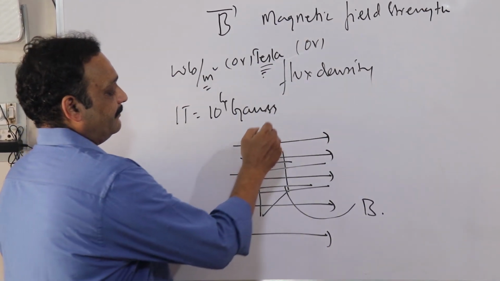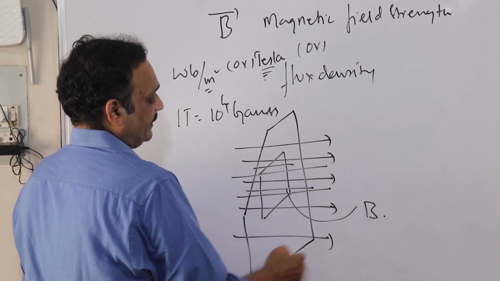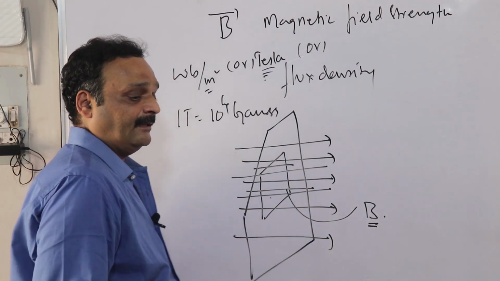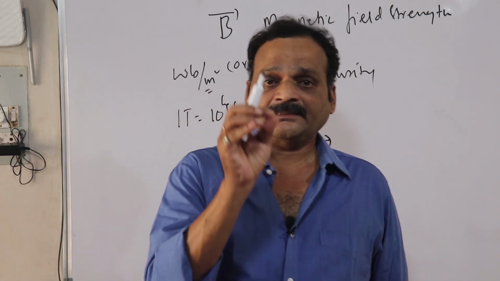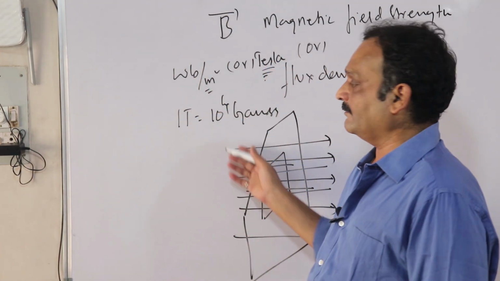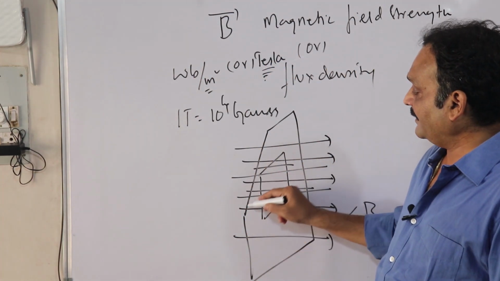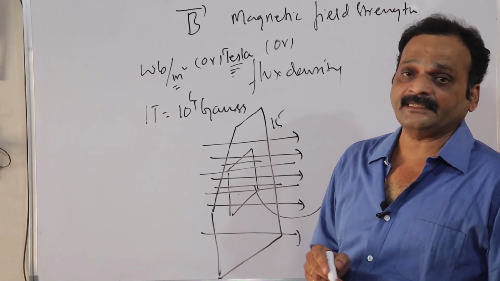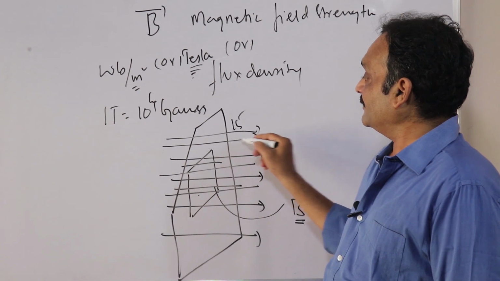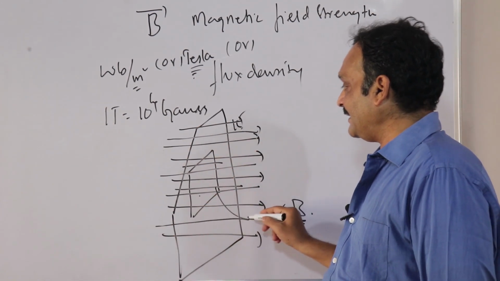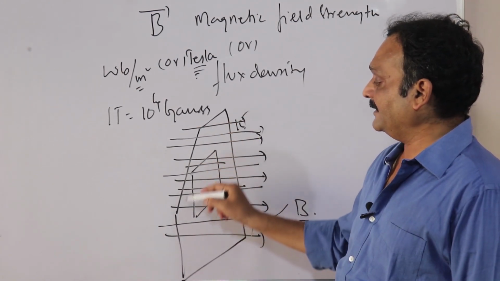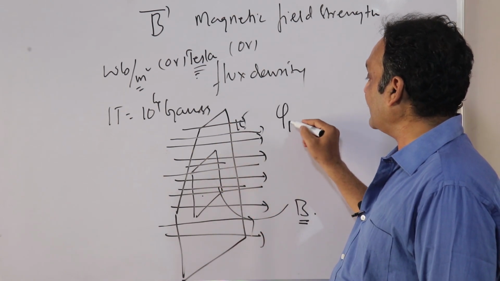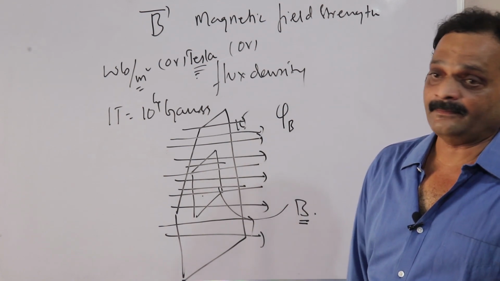Now suppose a bigger area is there. Per unit area, the number of lines of force passing through is B. Suppose 20 lines of force are passing through a square centimeter. So B equals 20 units. Now if the area is bigger, suppose 15 square centimeters, how many lines of force are passing through the entire area? That total number of lines of force passing through any given area is called magnetic flux, phi B.